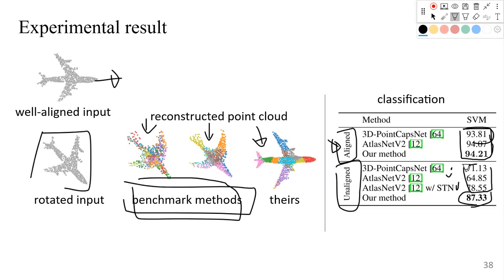Here I just show two downstream applications, reconstruction and classification. You can open their paper for other downstream applications. But the idea is that this paper tries to introduce a property that is invariant to affine transformation.